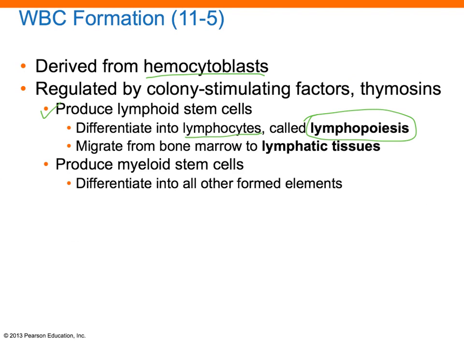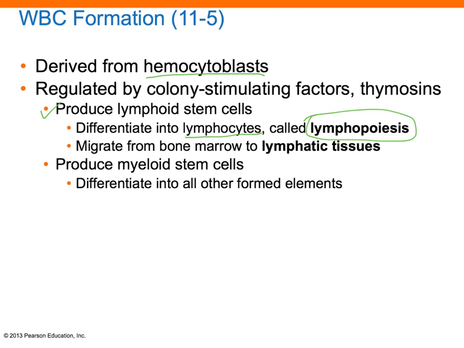And then these lymphocytes will migrate from the bone marrow into the lymphatic tissue. And some of them will produce antibodies that attack foreign substances that enter the body.